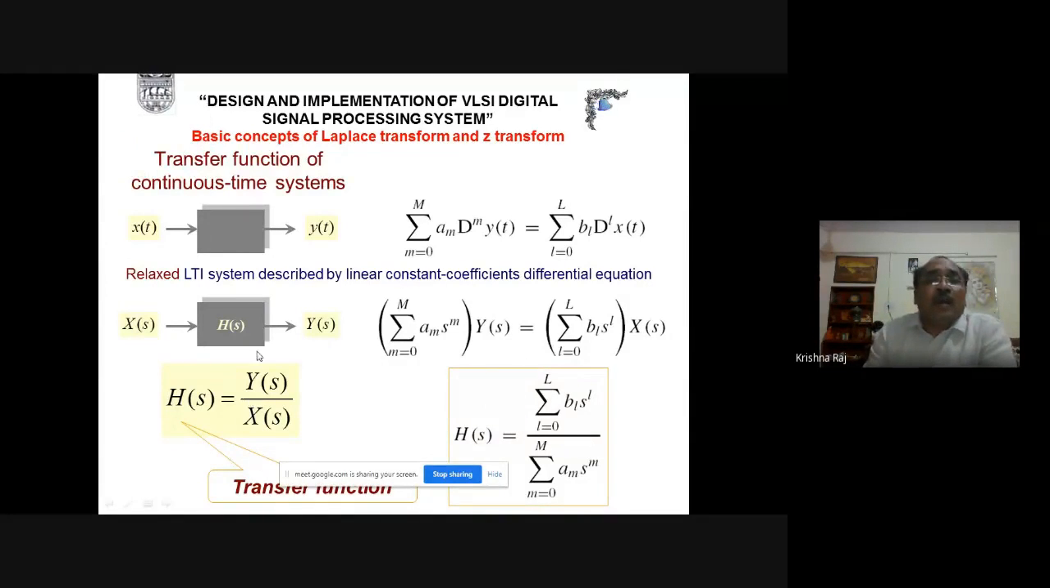Now, if we are interested in describing H(s) = Y(s)/X(s), we apply the Laplace transform to this equation. So Y(s) upon X(s) becomes the summation series, where these coefficients will be in the denominator and those will be in the numerator. We will get this type of transfer function. Now this H(s) is a function of s, and it has a very high power of s.